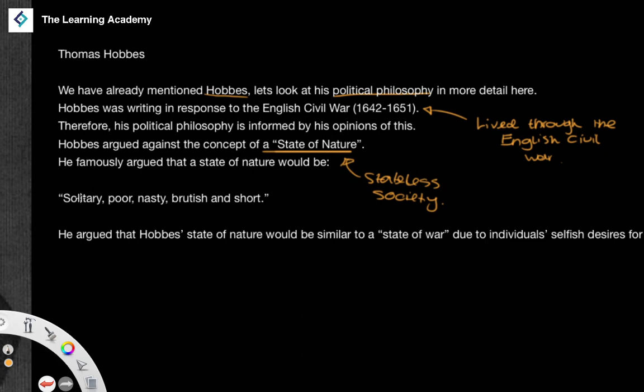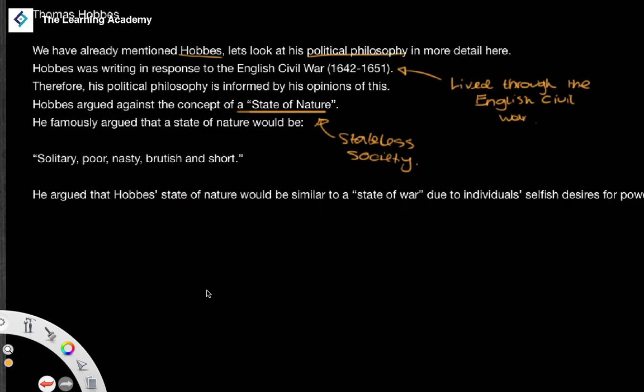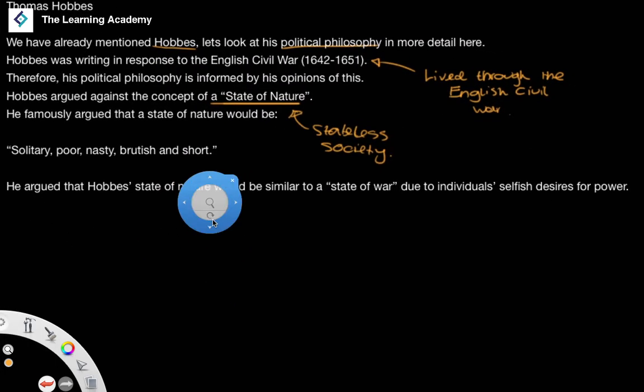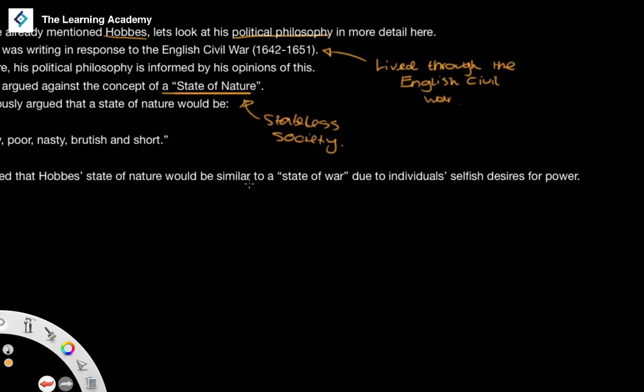But his viewpoint of human nature and our ability to all live together is very, very negative. He doesn't believe that in a state of nature we would have equal treatment and equal opportunity and all these things. He thought a state, a monarchical state specifically, would need to be put in place to resolve these issues. He argued that the state of nature would be similar to a state of war due to individuals' selfish desires for power.